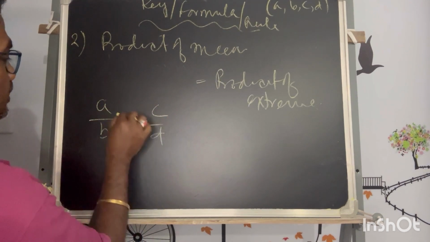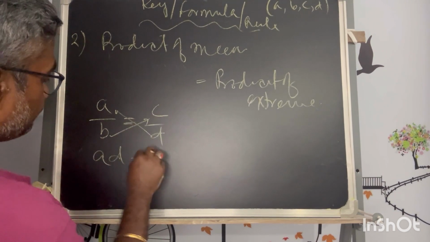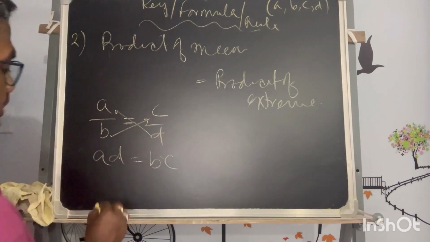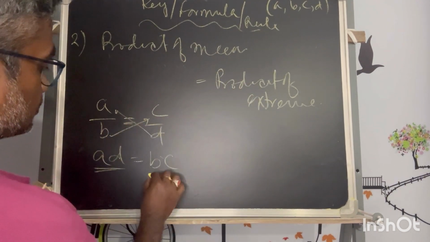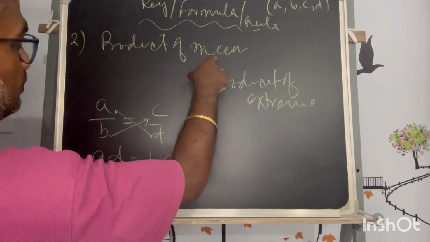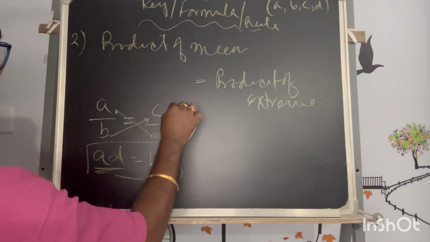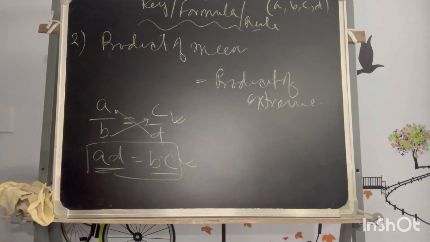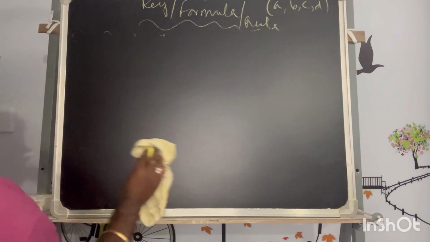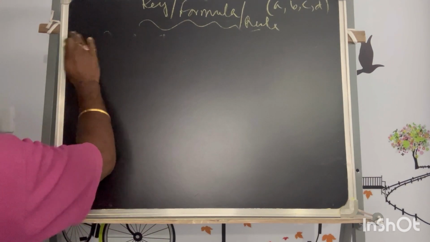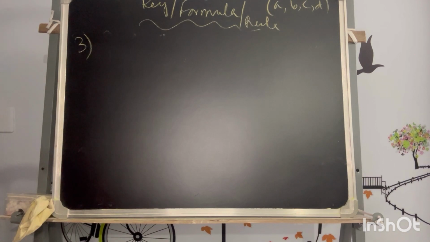So now what is that? If I cross multiply, a into d becomes equal to b into c. So what is the product of the means? This b and c are the means, so this is the product, and the product of the extremes a and d are equal. So if one is correct, the other is also correct. This is the second corollary. Sometimes it is needed to be understood directly, so that's why this has to be kept in your mind.